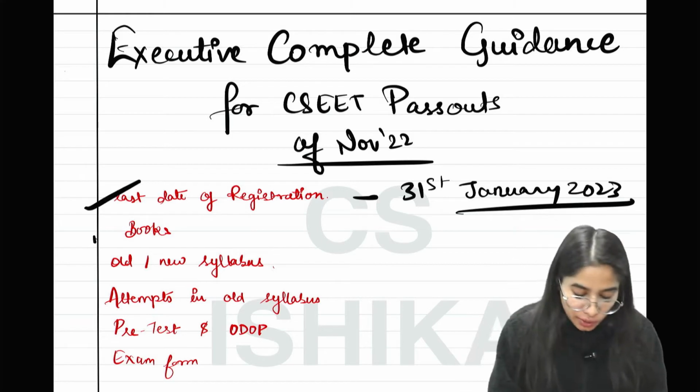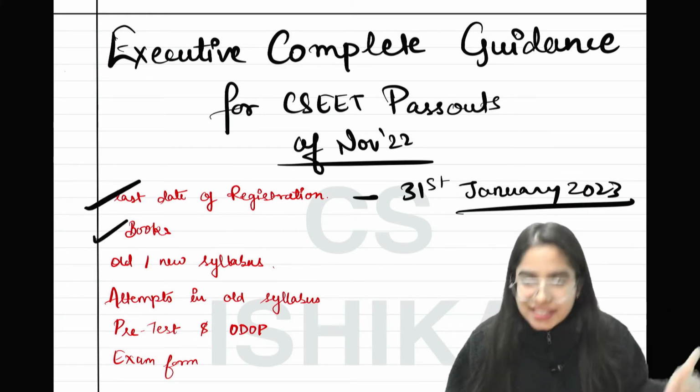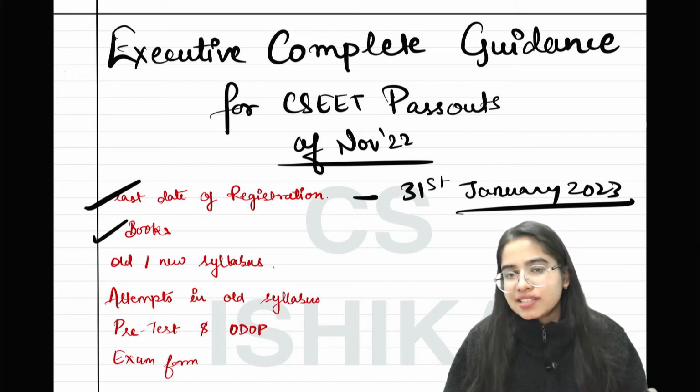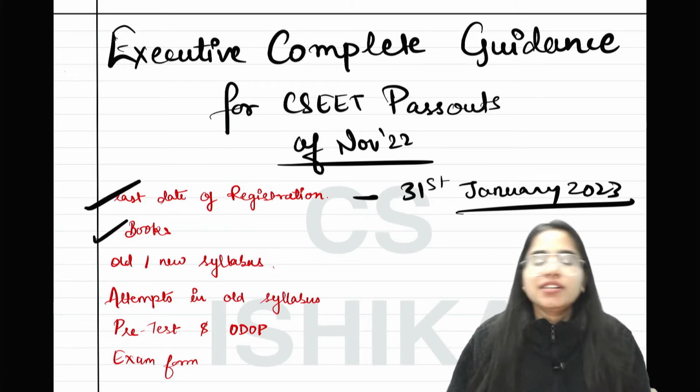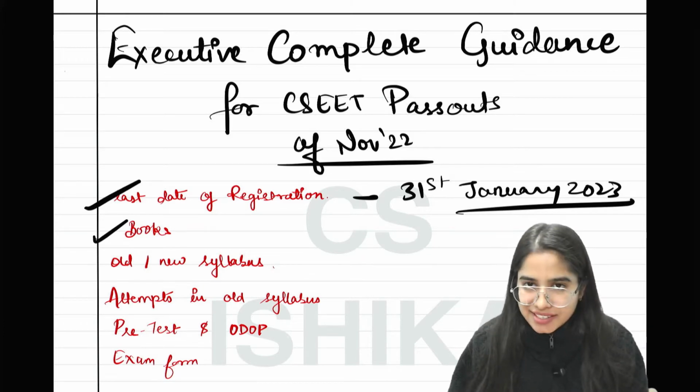Number two, when will you get the ICSI books? As soon as you register with ICSI and pay the fees, after approximately 30 to 40 or 30 to 45 days, you will receive your ICSI study materials at your registered address.